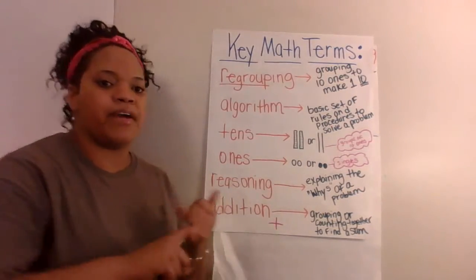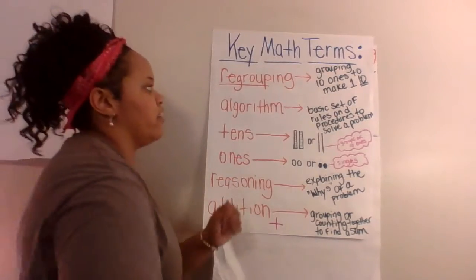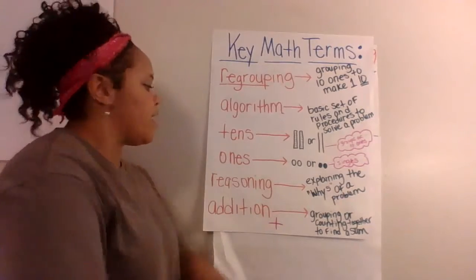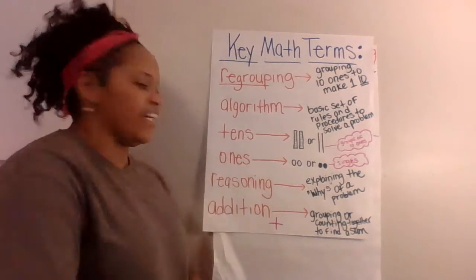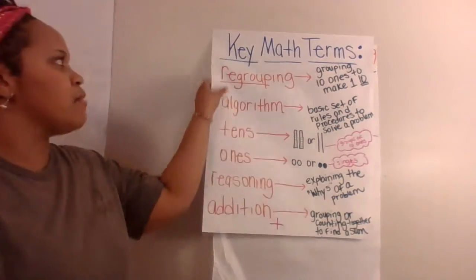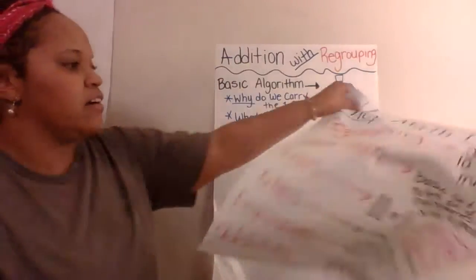Repeat after me. Regrouping, algorithm, tens, ones, reasoning, and addition. Very good. All right, I'm going to move these jokers over to the side.